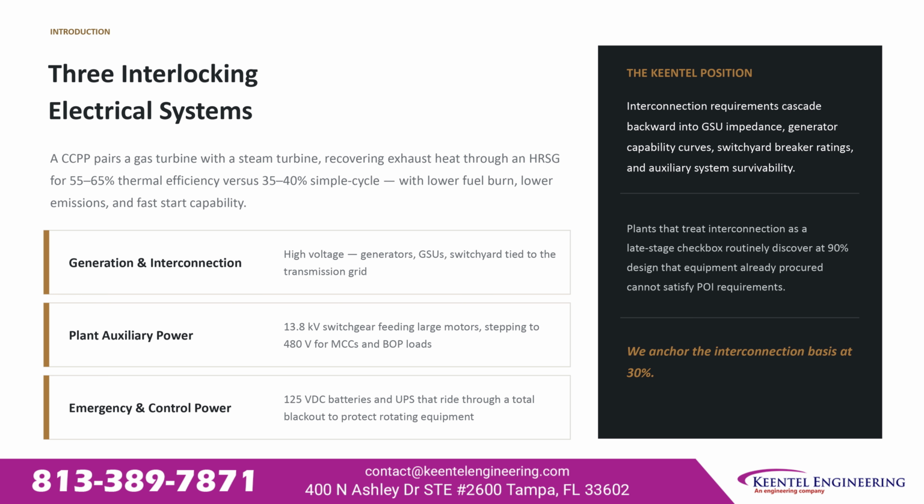Three electrical systems interlock. Generation and interconnection covers generators, generator step-up transformers, and the switchyard tied to the transmission grid. Plant auxiliary power covers 13.8 kilovolt switchgear, feeding large motors, stepping to 480 volts for motor control centers and balance of plant loads. Emergency and control power covers 125 volt DC batteries and UPS that ride through a total blackout to protect rotating equipment. Interconnection requirements cascade backward into all three: GSU impedance, generator capability curves, switchyard breaker ratings, auxiliary system survivability.